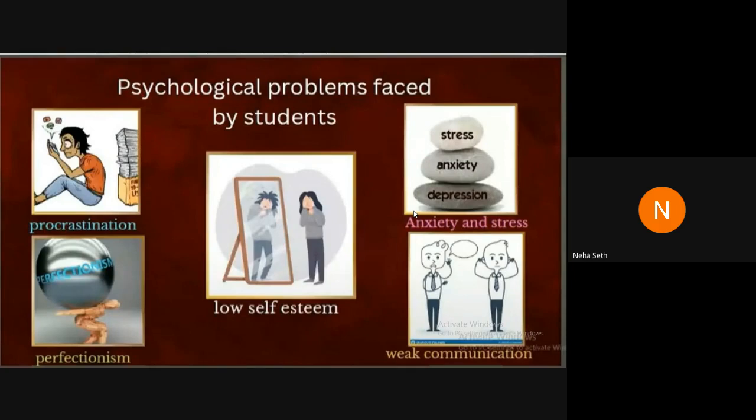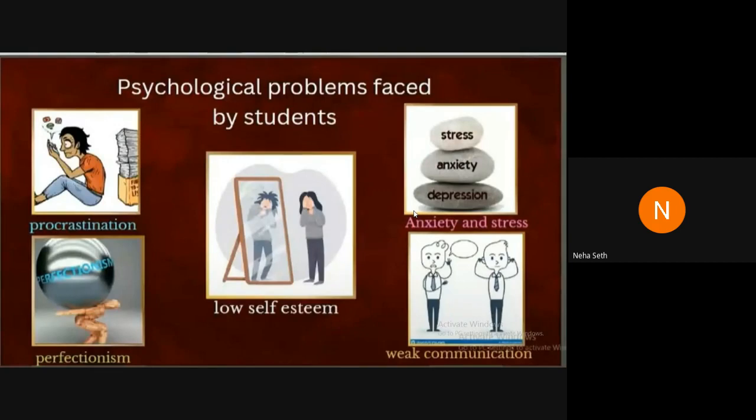We need to motivate them on how they can improve, in terms of their personality, their presentation skills, their speaking skills, and their learning skills as well. In order to improve their self-esteem, they should not feel really low, because it will also create some kind of stress.